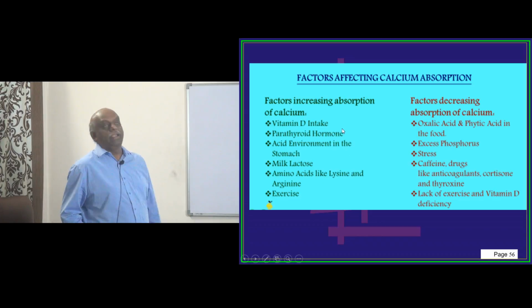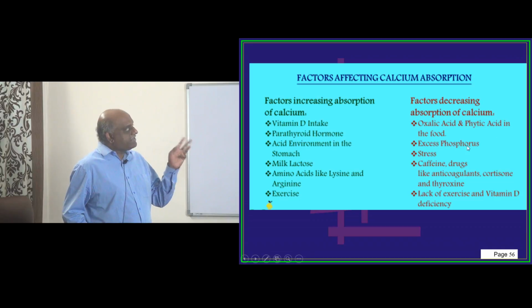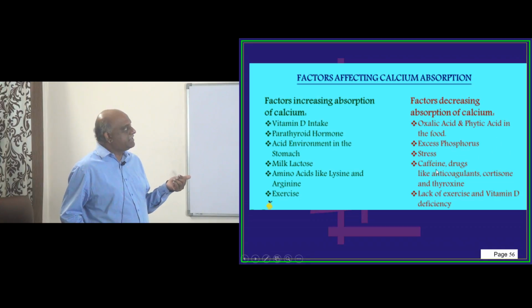They all increase calcium absorption. Then what decreases it? Oxalic acid, phytic acid, excess phosphorus, stress, caffeine.